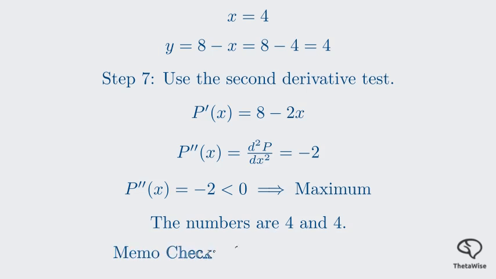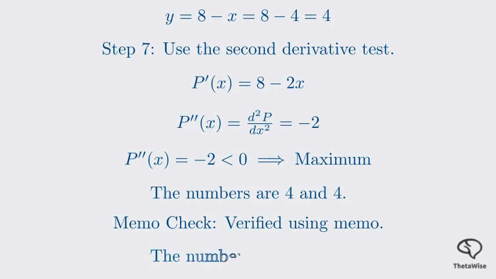Let's quickly verify our answer using the provided memo. The memo also states the numbers are 4 and 4. Verified. Let's move on to our next example. By the end of this scene, you'll be able to find two numbers whose sum is a constant and whose sum of cubes is a minimum.